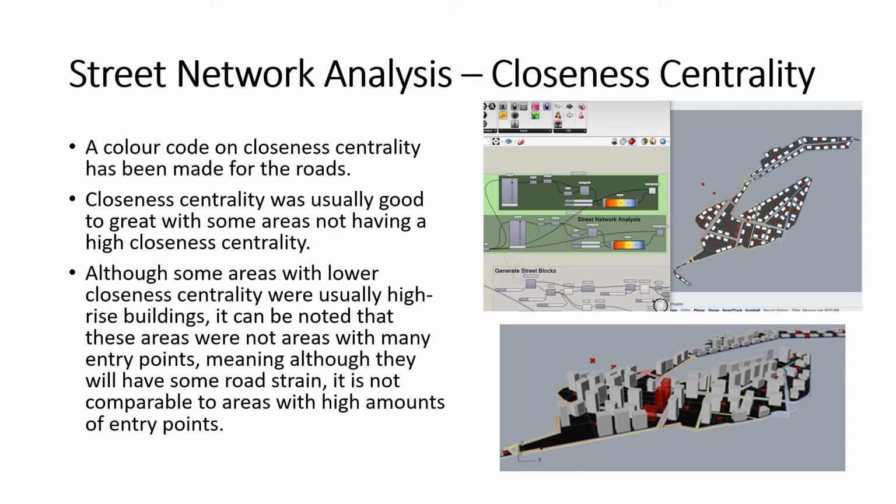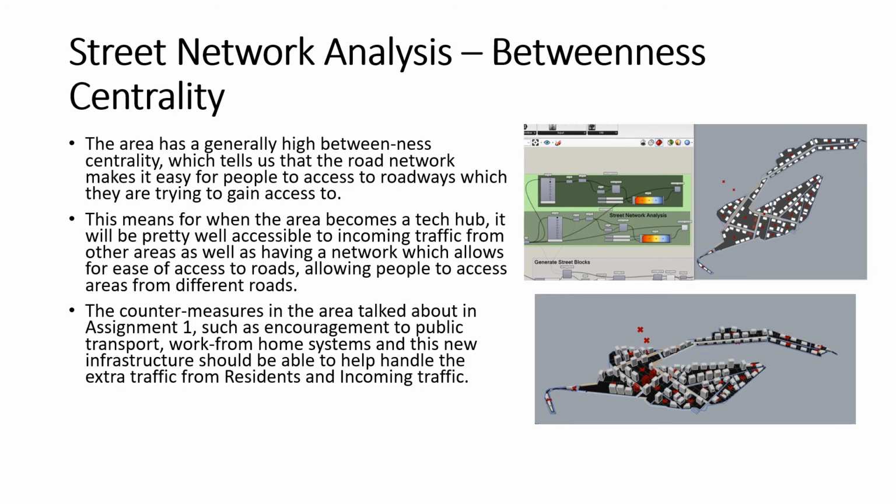Closeness centrality was also noted and was pretty good, with some areas not having as high a closeness centrality. Although some areas had a lower closeness centrality, it can be noted that these areas were not near too many entry points, meaning that they won't have as much road strain and don't need as much closeness centrality. Betweenness centrality was almost perfect, meaning that people have access to the many areas within this whole area very easily through the road.